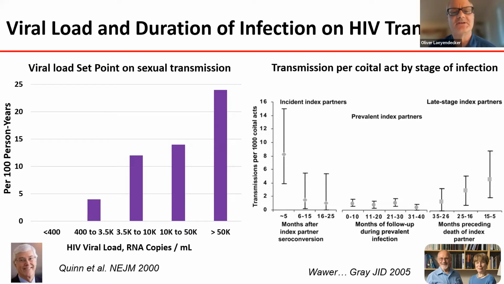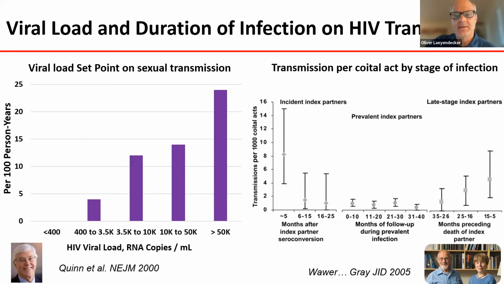On this particular data set, later, Maria Wawer and Ron Gray, who were part of the PIs of the Rakai cohort, also demonstrated that the stage of infection was critical to transmission. So when a person was in their early stage of infection, really acute infection, you were much more likely to transmit to your partner than you were during the prevalent stage of infection.